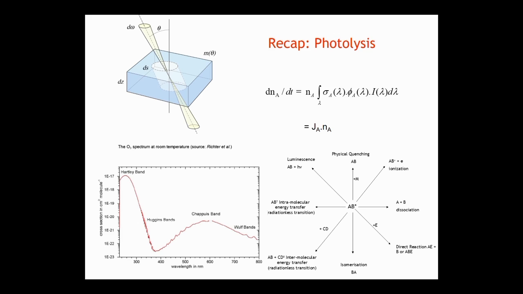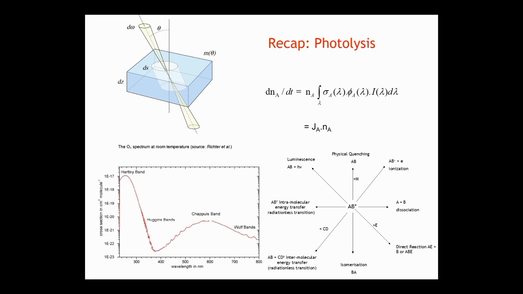We could isomerize the molecule. Isomerization means restructure the molecule. So we can give it enough energy that it restructures itself into a different form. Typically, that happens for more complicated organic compounds, not for the simple compounds, but it can happen. We can transfer energy from one molecule to another, or we can transfer the energy across a molecule. Again, those tend to happen where we've got big molecules. But all of these different things can happen.